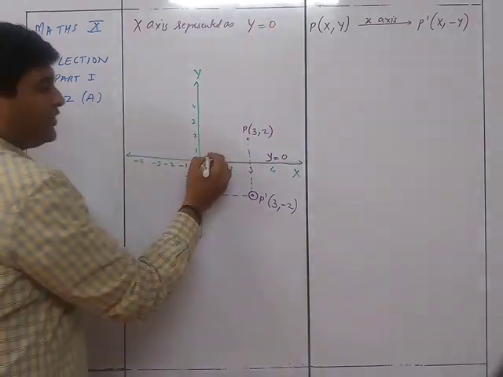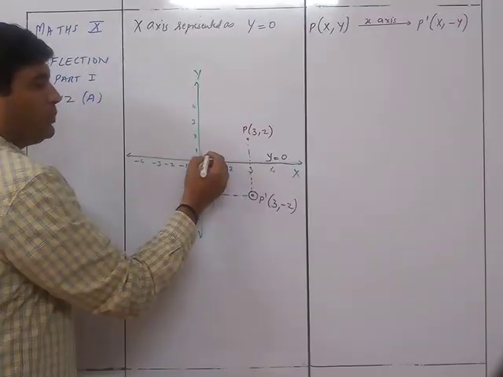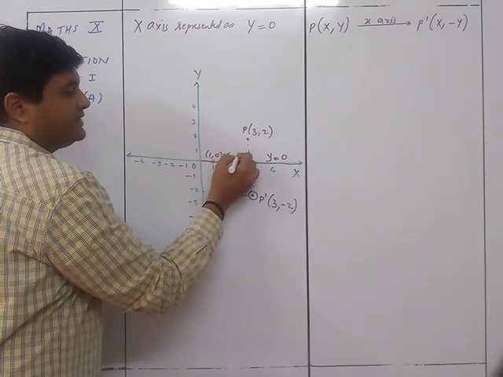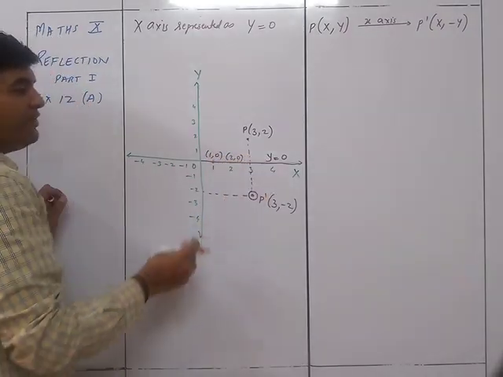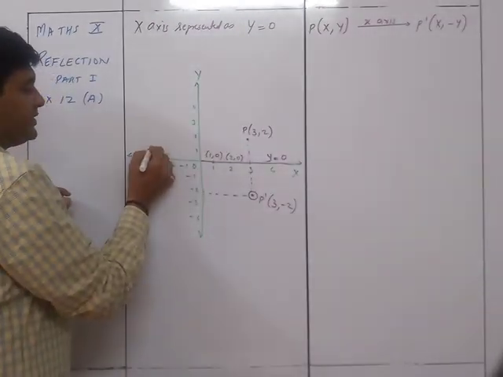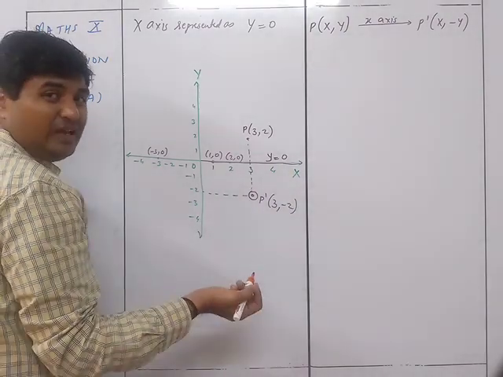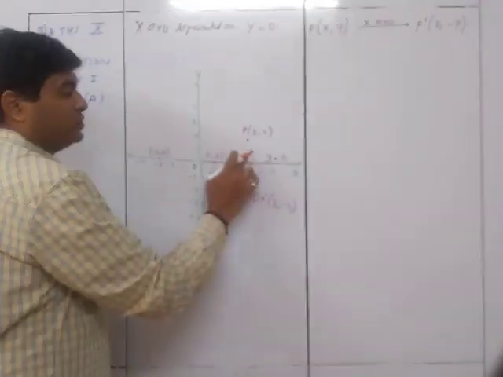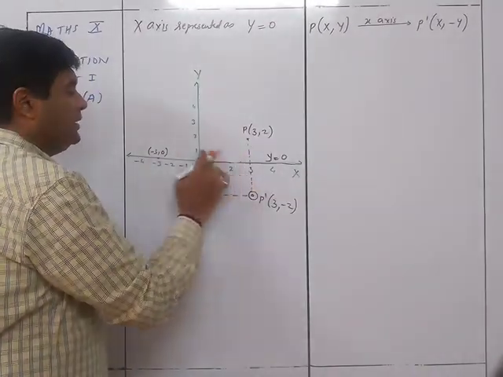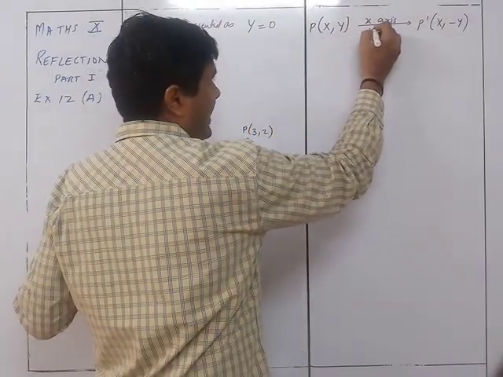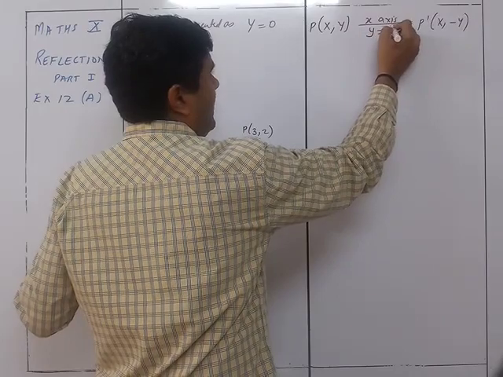Why is it so? Because if you see this point, what is this point? This point is nothing but (1, 0). This point is (2, 0). This is (3, 0). This point is (-3, 0). So everywhere the value of y is 0. Hence y = 0 is the equation of this given line. So this can be written as the x-axis or y = 0.